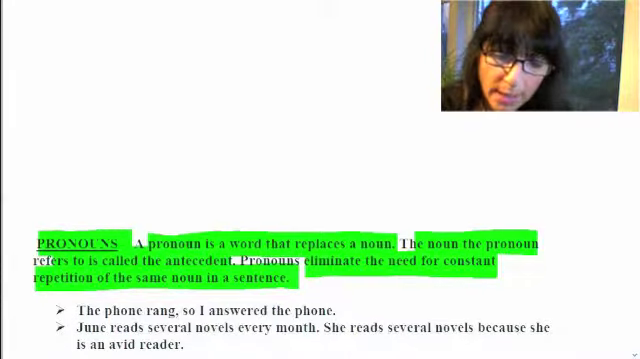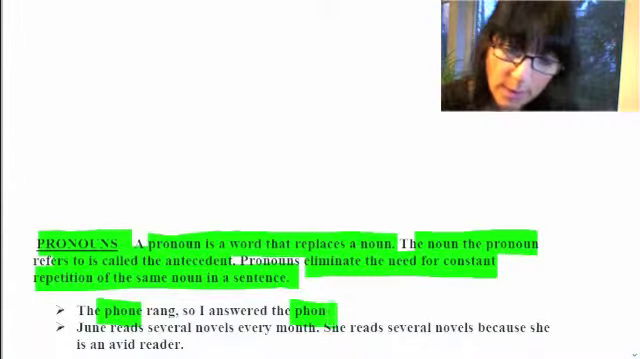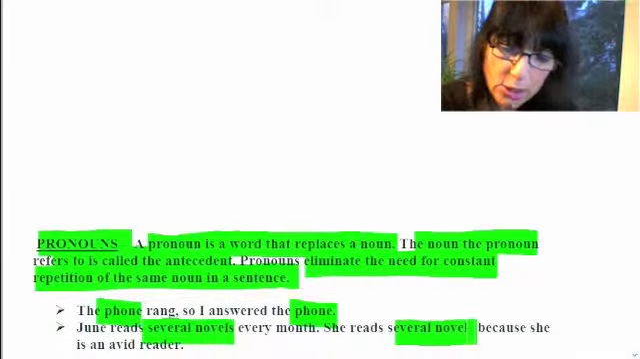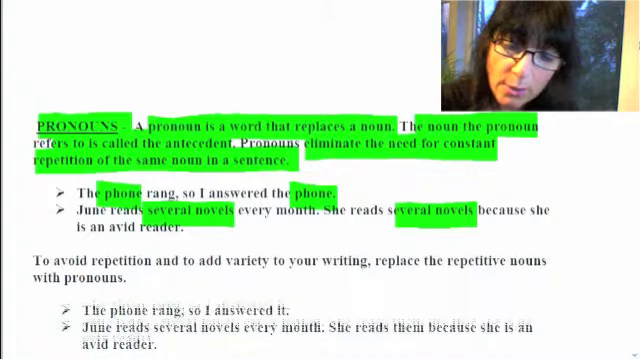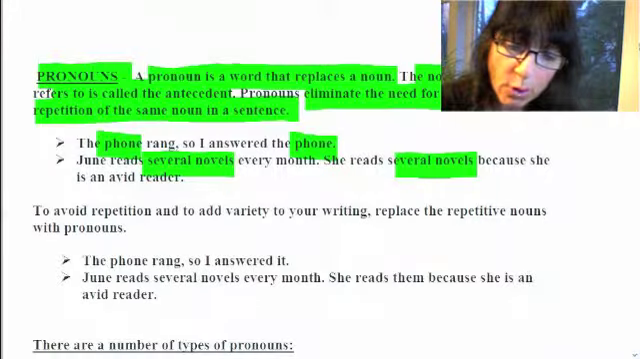Let's look at an example. The phone rang, so I answered the phone. You're repeating the word phone. In the second example, June reads several novels every month. She reads several novels because she is an avid reader. So in that example, you have repeated the word novels, or the adjective and the noun, several novels.